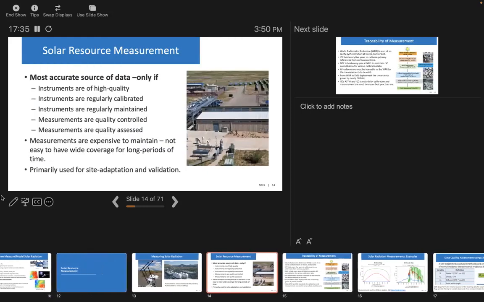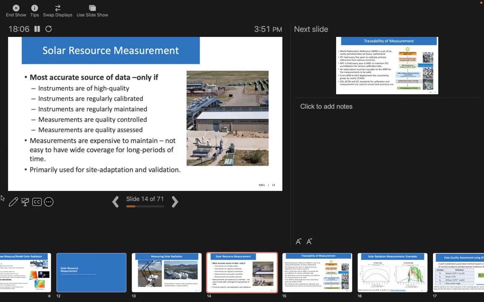So again, like I said, it's the most accurate source of data, if instruments are of high quality, and then they're regularly calibrated. Calibration is a big issue. A lot of you do modeling, and if you get some observations, you think that observations are perfect. Or I used to do that when I was in the beginning of my career. Well, I got these observations, great measurements, perfect. The observations should always be checked and their uncertainty assessed. Otherwise, your results could go all wrong.